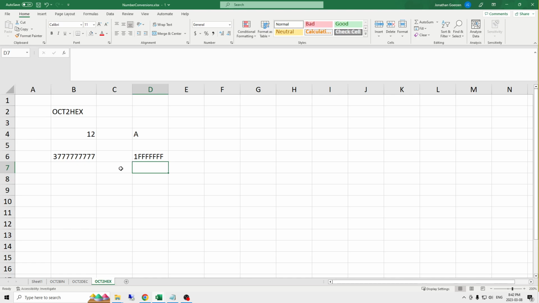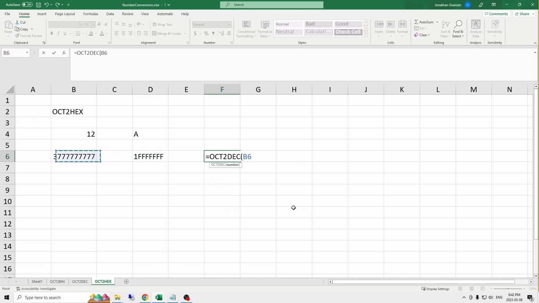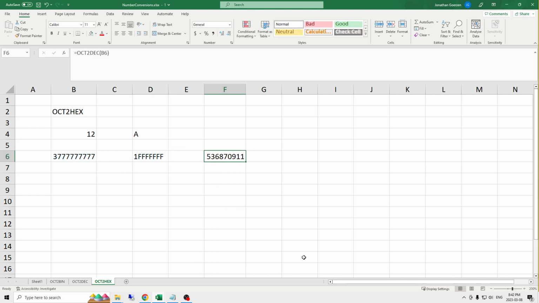FFFFFF. Okay. What is that in decimal? Let's show that in decimal. There we go. 536,870,911. The largest value representable.